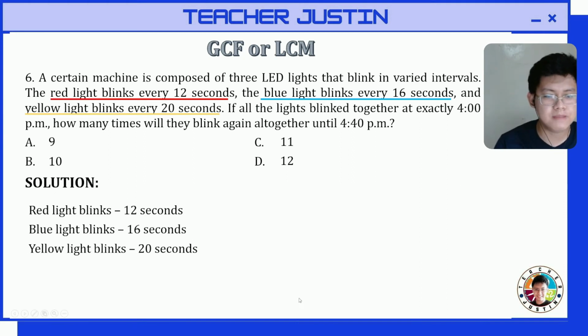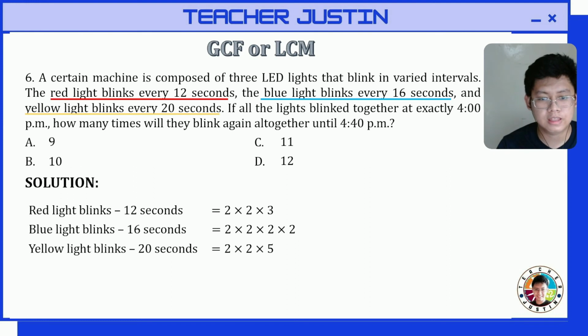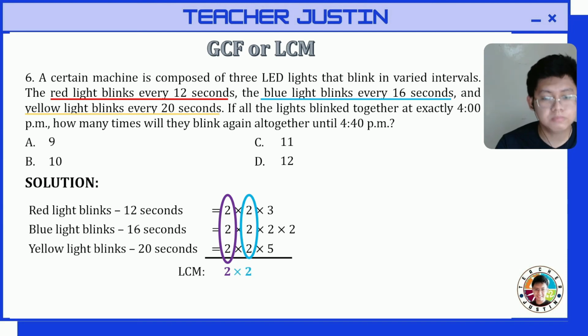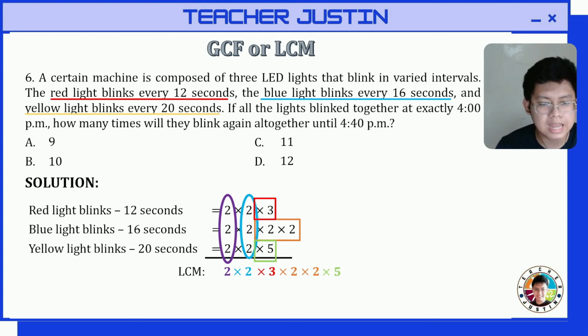So, para makuha yung LCM nila, we will get the factors of 12, which is 2 times 2 times 3. Factors ni 16, which is 2 times 2 times 2 times 2. Okay? And factors ni 20, which is 2 times 2 times 5. Now, let's get the LCM. So, first, kunin natin yung common factors nila na pare-pareho silang merong 2 and another 2. Okay? Then, kunin din natin yung mga walang partner like 3. Like 2 times 2. Walang partner sila. So, kopyahin natin. And yung 5. Ayan. So, kunin natin and multiply natin silang lahat.